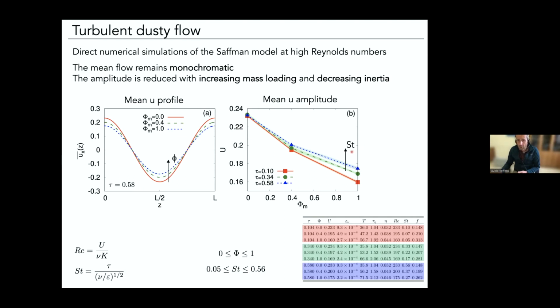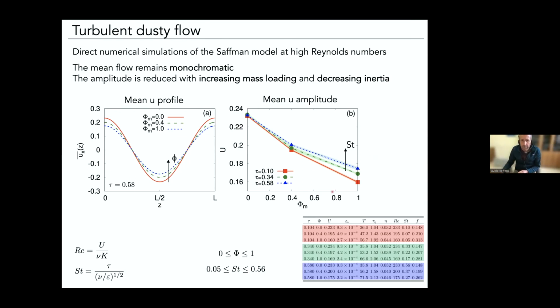Okay, so a particle with larger Stokes time, a larger particle if you want, at a given mass loading gives a smaller effect on the mean velocity. And we'll try to understand these two behaviors.